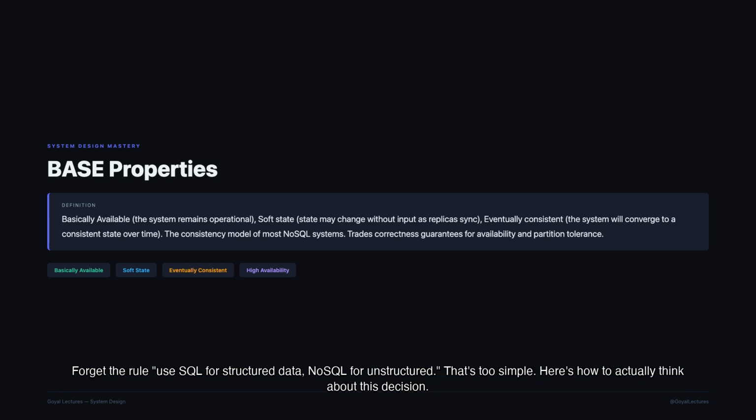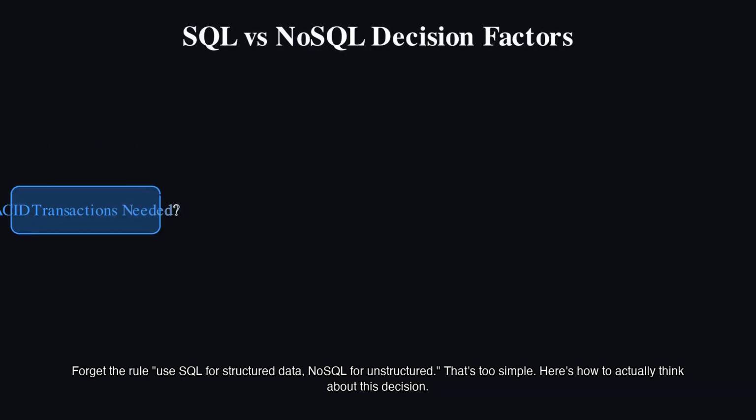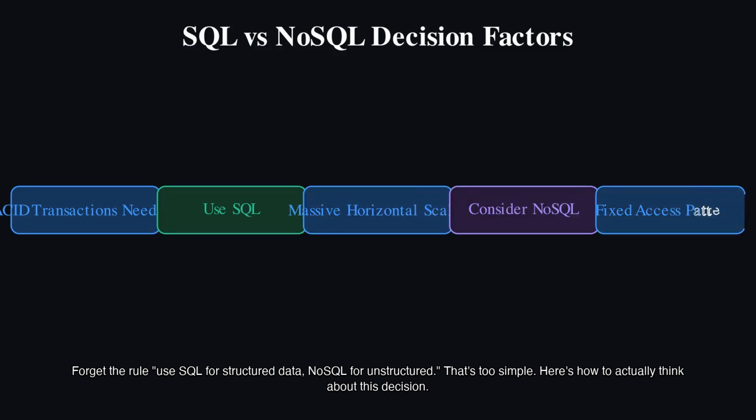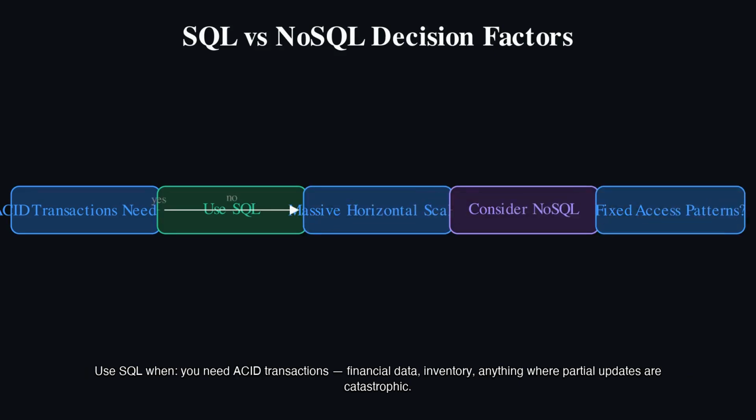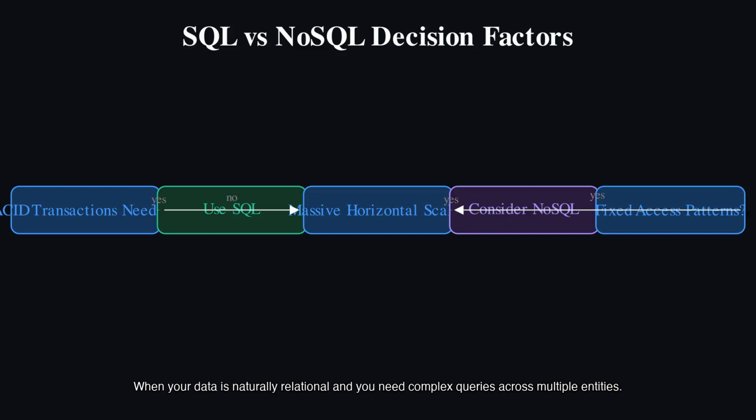Forget the rule, use SQL for structured data, NoSQL for unstructured. That's too simple. Here's how to actually think about this decision. Use SQL when you need ACID transactions, financial data, inventory, anything where partial updates are catastrophic. When your data is naturally relational and you need complex queries across multiple entities. When your team knows SQL and the overhead of learning a new query model isn't worth it.